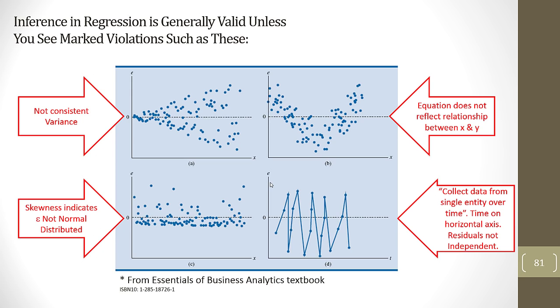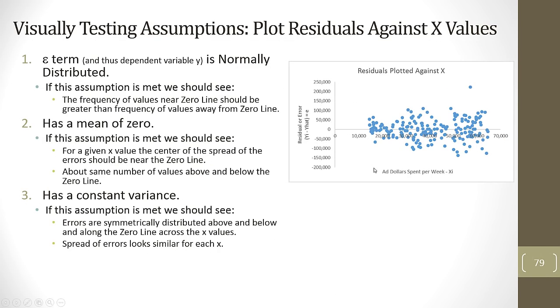Now, back to slide 79. If we get a residual plot that looks like this, we can go ahead with our hypothesis test to test slope and y-intercept. Now let's go to slide 84.